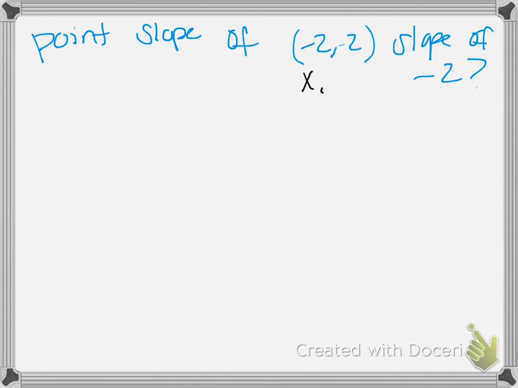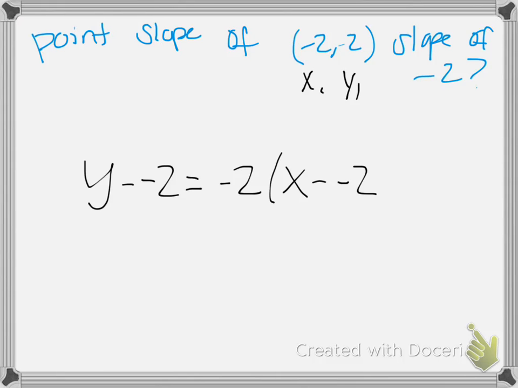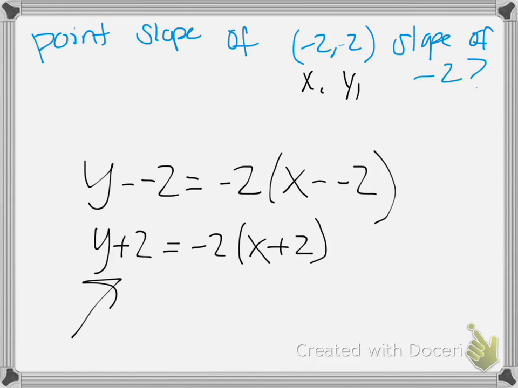Okay, so x1, y1, so I'm going to get y minus -2 is equal to whatever my slope is, x minus my -2. Two negatives should make it positive, so this will change to y plus 2 and x plus 2. If I'm just asking for point slope, I leave it like that.